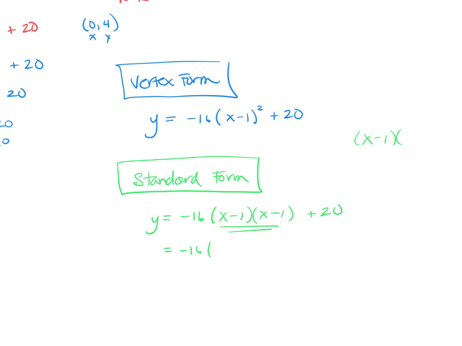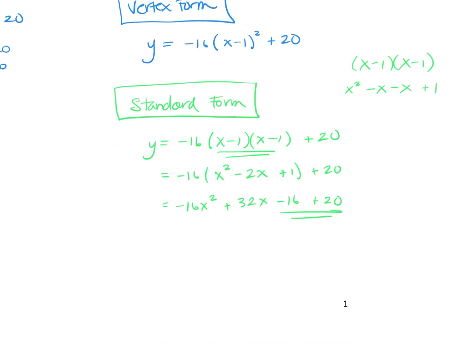If you multiply it out off on the side, you get an x squared minus x minus x plus 1. Combine those like terms, you get x squared minus 2x plus 1, and then plus 20. We'll go ahead and distribute that negative 16, so we get negative 16x squared plus 32x minus 16, and then plus 20 on the end. And then we have our like terms to combine.